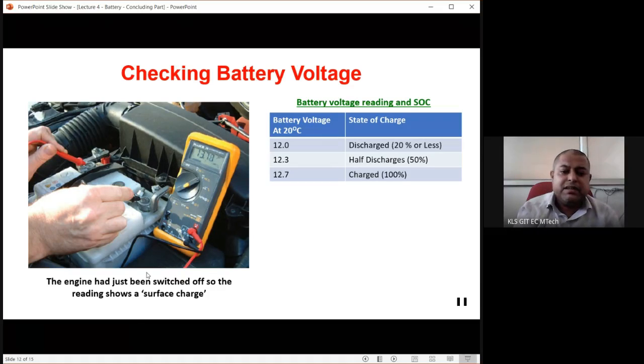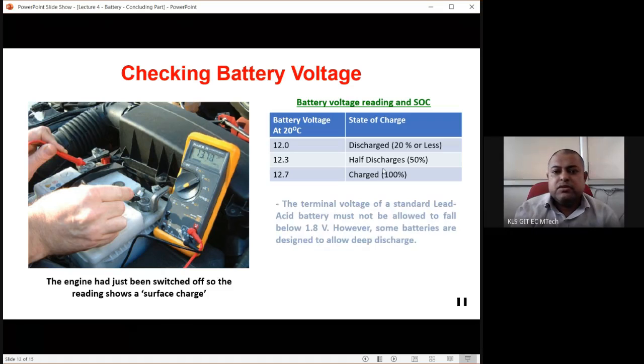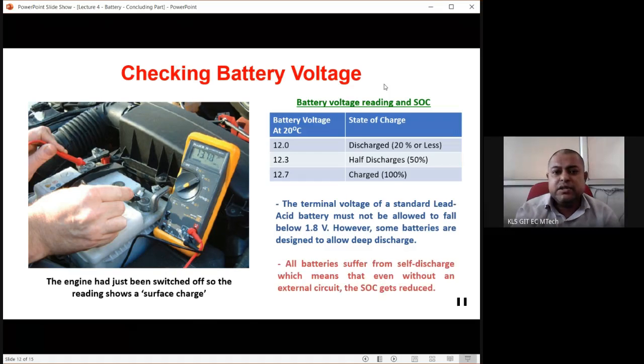But just after switching off, if you check, it will show a much higher voltage than 12 volts, because there is a lot of surface charge. You can look up on Google what surface charge is. Now battery voltage reading and SOC. If it is 12, then it is discharged, or 20% less. If it is 12.3, half discharged. If it is 12.7, it is fully discharged. Oh, sorry, it is fully charged.